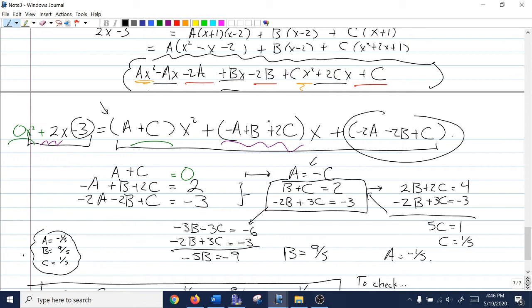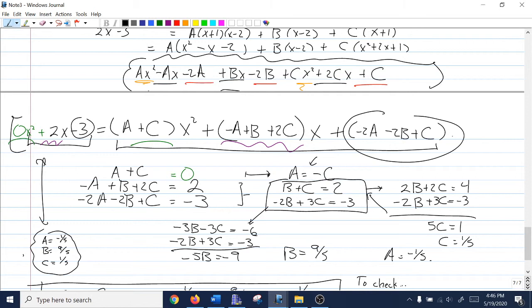What's negative a plus b plus 2c? Negative a is a fifth, plus b is 9/5 plus 2c is 2/5. So it'll be 9, 10, 11, 12 fifths, which is supposed to be 2. That is not 2. There's what went wrong. So our mistake must have happened after this line. If we got the right thing here, that would mean our mistake was above this line. We got the wrong thing here. So our mistake is below this line. Something between here and here is wrong.